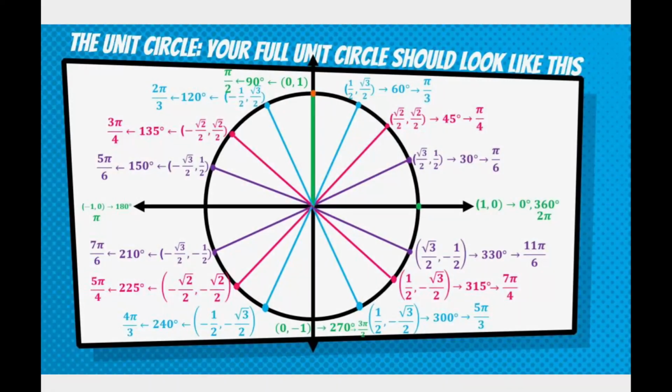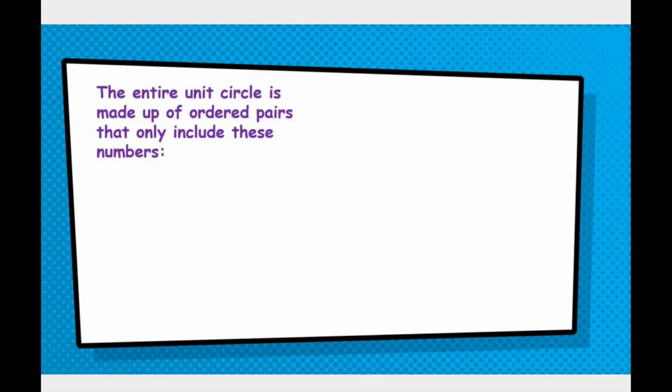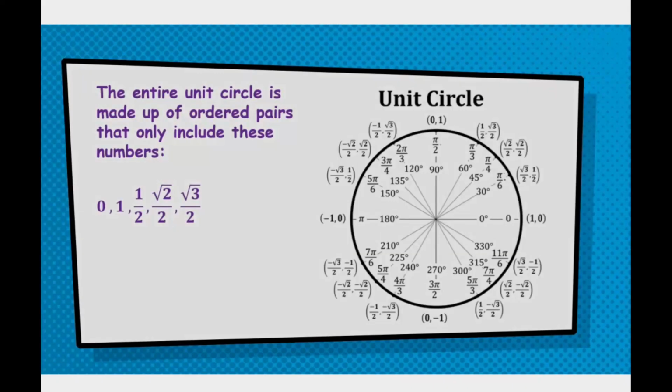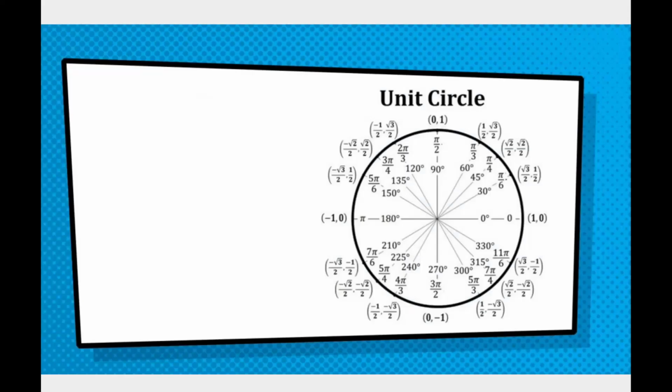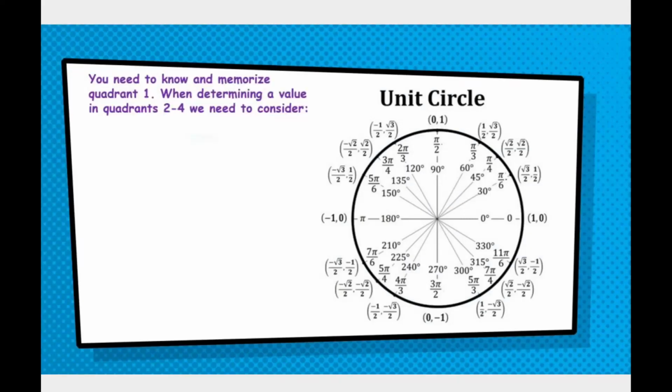Okay, so here's our full, complete unit circle. All right, let's look at the entire unit circle. They're made up of only these numbers on the ordered pairs. See? The ordered pairs only have those numbers, 0, 1. Now, they're positive and negative versions of those, which we'll talk about here in a minute. So you need to memorize quadrant 1.